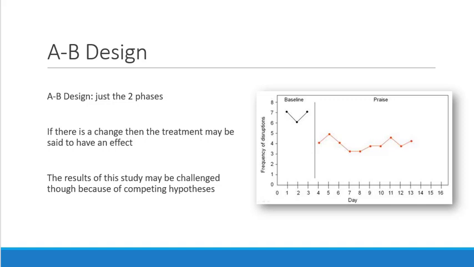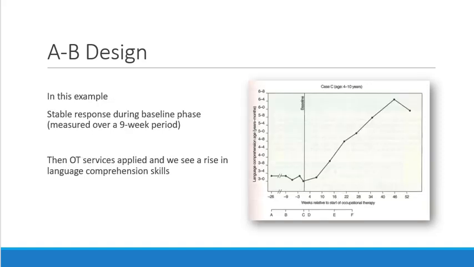So an A-B design just has two phases. When I think about A-B designs, I think the easiest way to think about them is how a medication might make that change. We've got the baseline period where there's no treatment, and then we give the medication, and then we see the change that occurs. So here's an A-B design. There's a stable response at the beginning, and then we see that there was an application of occupational therapy services. And as those occupational therapy services were provided, we see a rise in the language comprehension skills in the subject.